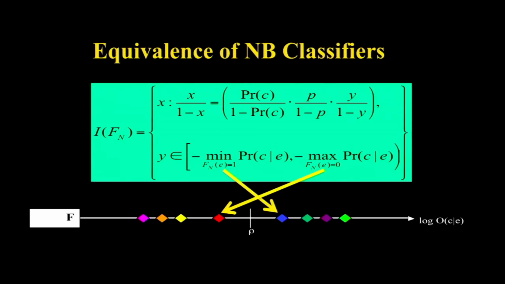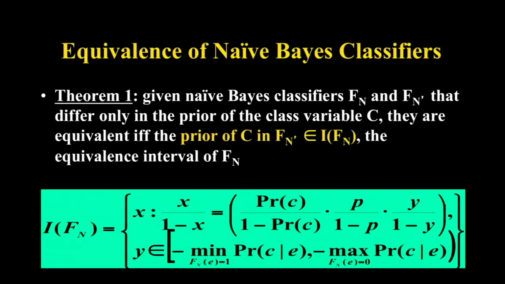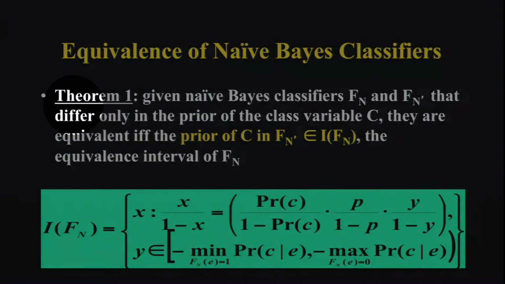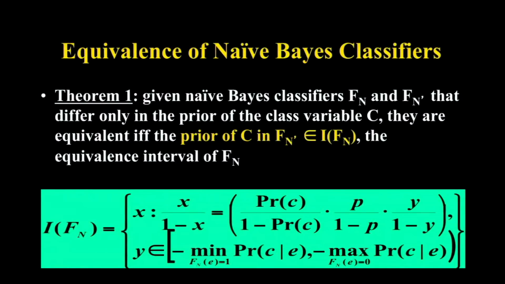Why do these two particular instances play the role in defining the equivalence interval of the classifier? Because they define the amount of left and right shifting that you can do while keeping the classifier as is. Stated more formally, this is theorem 1: given two naive Bayes classifiers, Fn and Fn prime, that differ only in the prior on the class variable, then they are equivalent if the prior of one of them belongs to the equivalence interval of the other, and that's the equivalence interval.